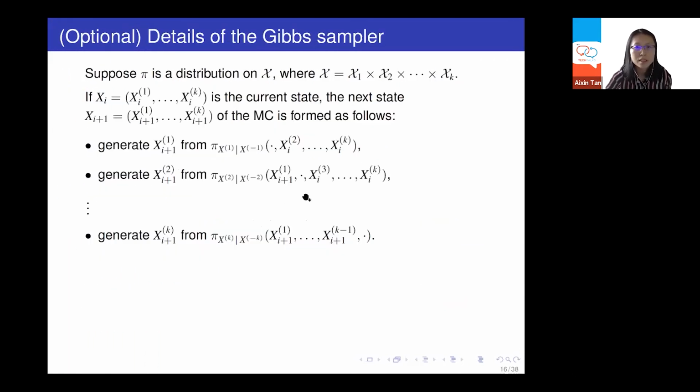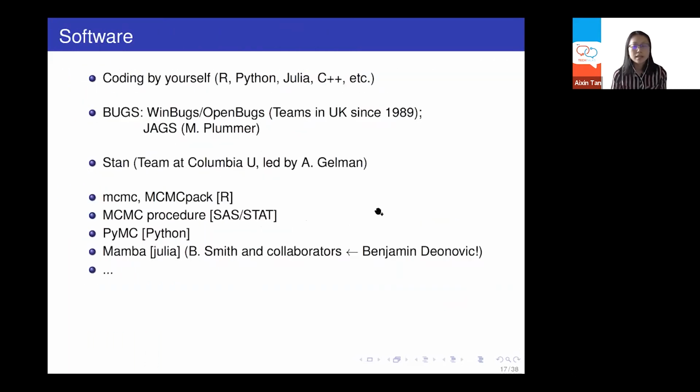I'll skip the details for Gibbs sampler. Okay, now software. For me as a researcher who actually designs algorithms and tries to improve things, I mostly code by myself, which means I ask my PhD students to code.